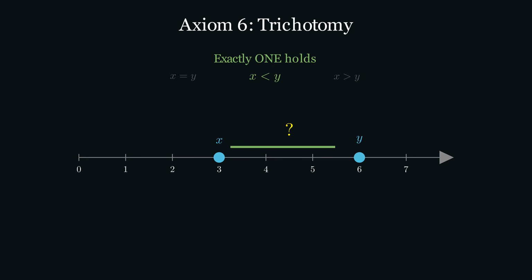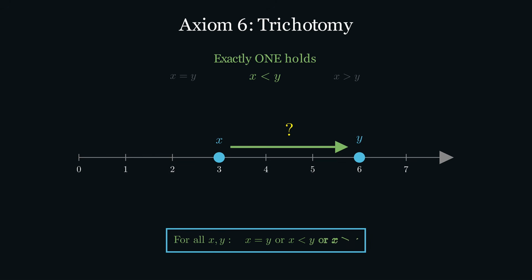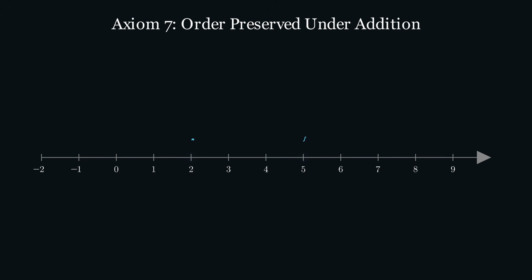Every pair of real numbers has a definite relationship. No ambiguity exists. The seventh axiom states that inequalities are preserved under addition. If one number is smaller than another, shifting both by the same amount maintains the inequality. The relative ordering remains constant.